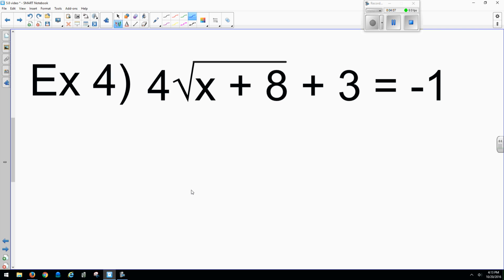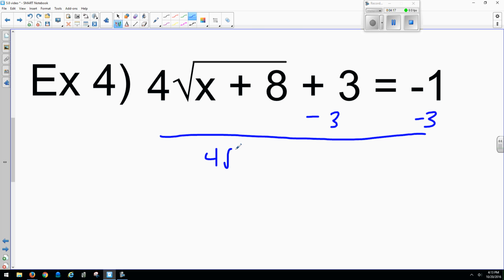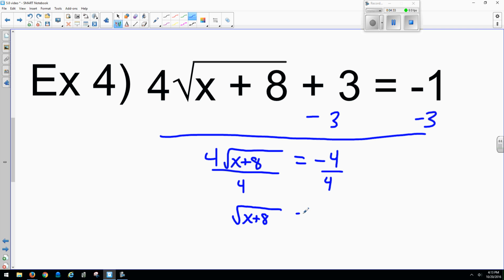Here's number 4. So I'm going to get the radical by itself first. I'm going to subtract 3 from both sides. And again, I want the radical by itself, so I'm going to divide both sides by 4. Right away, I see a problem. Do you? What's the problem here?